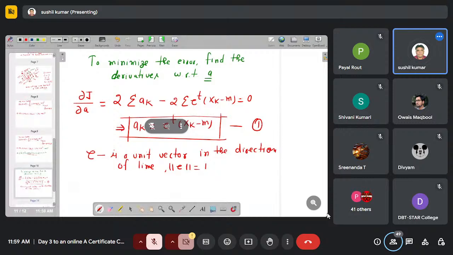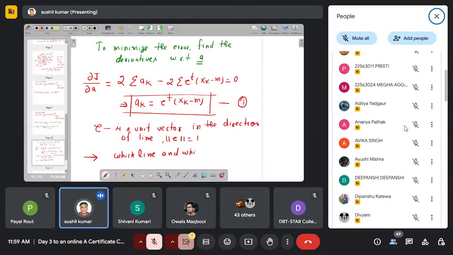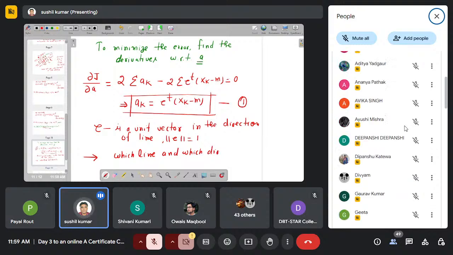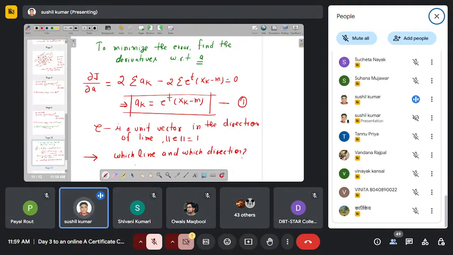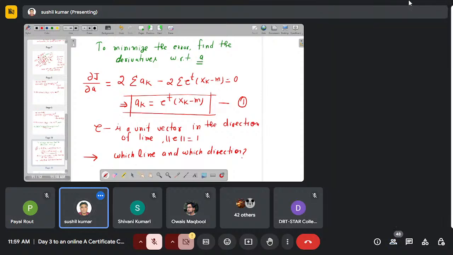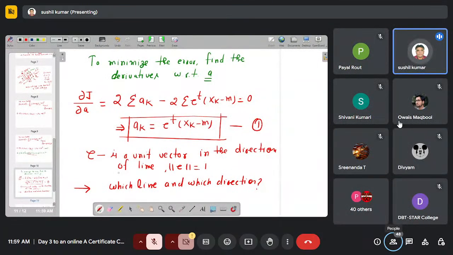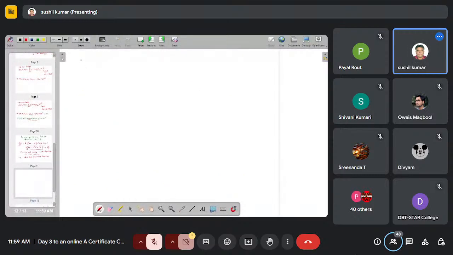So, passing through the centroid, which line will be correct? Which line and which direction will be the best? Which direction will be the best? Which line and which direction will be the best? So let me check. One calculation we have already done here. So now I will do it for the direction.